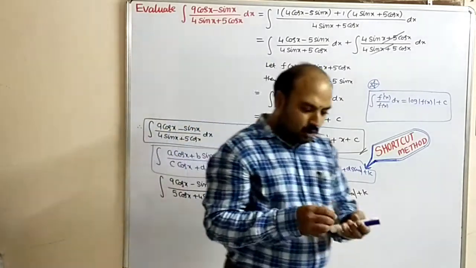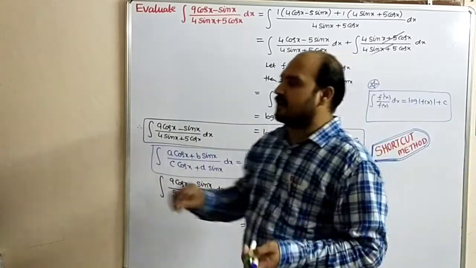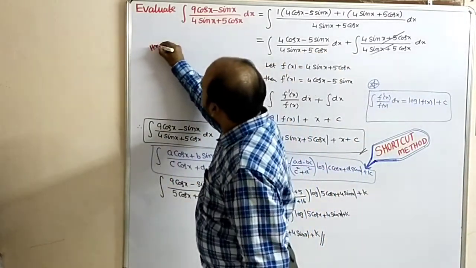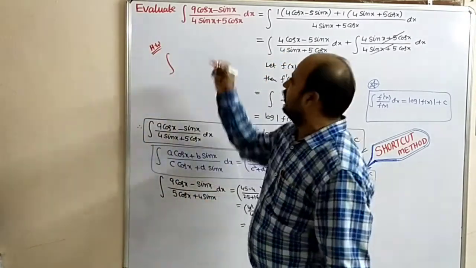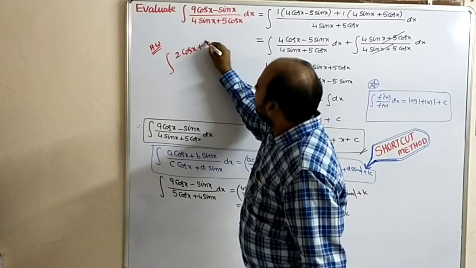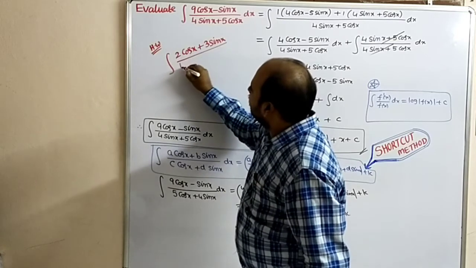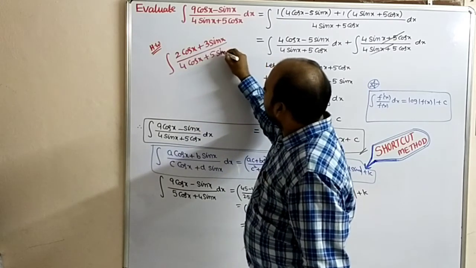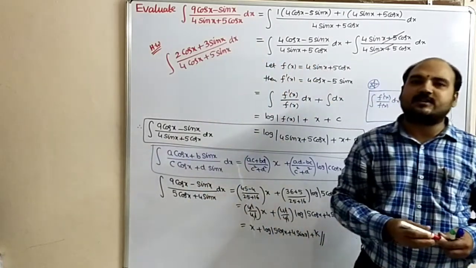Moreover, you have to practice at home the same type of category question. Integral, that homework question, you do it. If you are not able to get it, you can write to my inbox and I will tell you. Integral of (2 cos x plus 3 sin x) divided by (4 cos x plus 5 sin x) dx. Even if we apply the shortcut formula, we will get the answer.